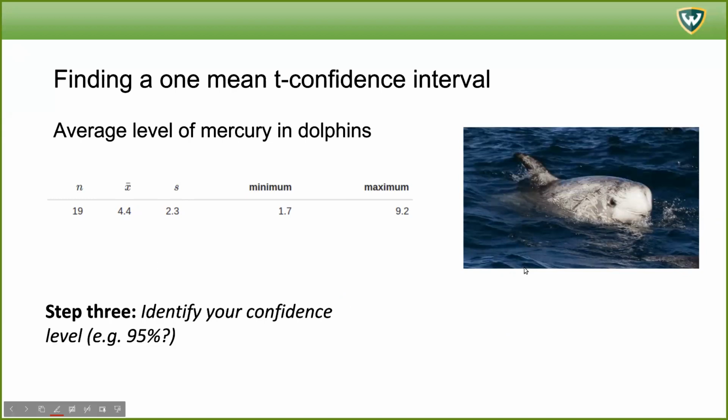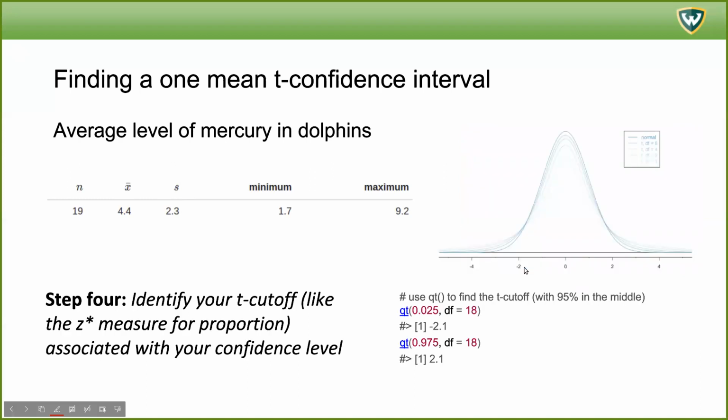So let's use that information. Now, because we're going to work with the t distribution, we need to identify this t cutoff, and it's like the z asterisk measure for the proportion, which is the measure of standard deviations from the mean. So we have to put it into terms of the number of standard deviations from the mean, and we're going to use this qt function of R to find the t cutoff when we want a 95% confidence interval.